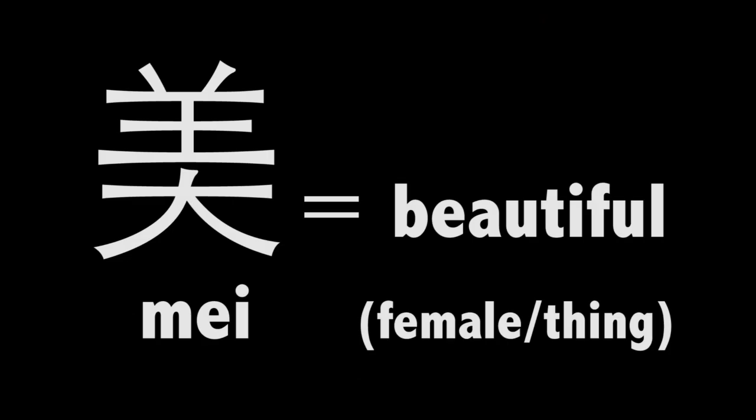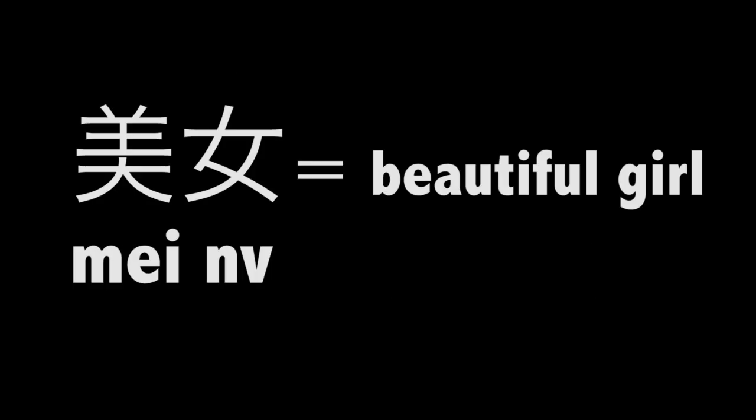This sign means beautiful, and it's very easy to remember because it's a beautiful character. It looks like a Christmas tree. This sign, Mei, is used for a female or for something like a beautiful painting or a beautiful city. Mei nu, that means beautiful woman or beautiful girl.